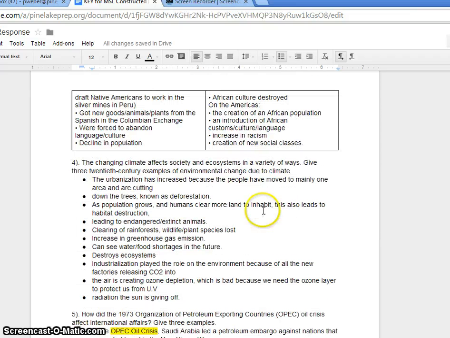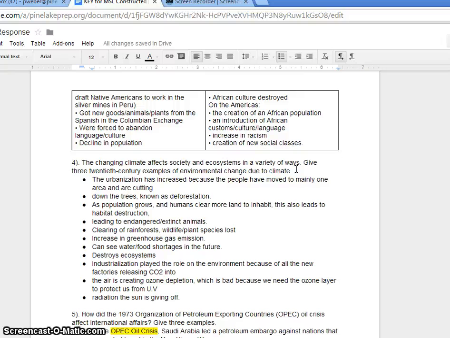Next question talks about the changing climate. Give 3 20th century examples of environmental change due to climate. For this question, don't get caught up on 20th century. Just when you see environmental change, pull what you know from science class, from what you've learned in the past. Don't get caught up either on that word climate. Just go for environment.